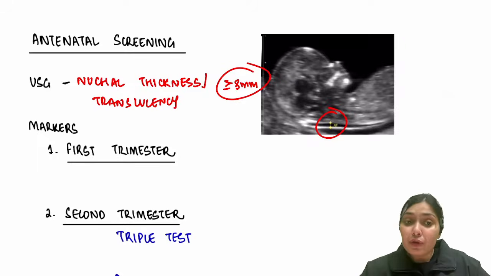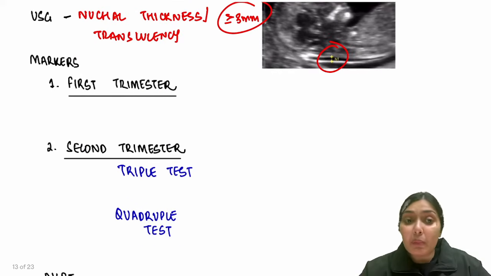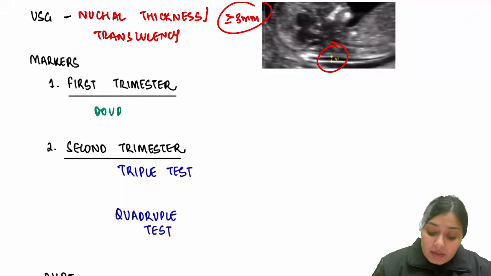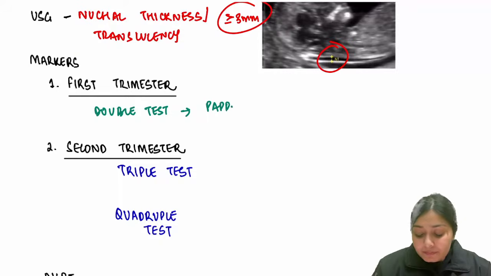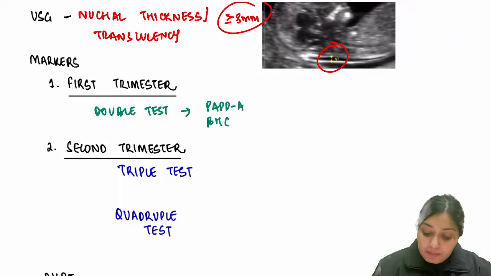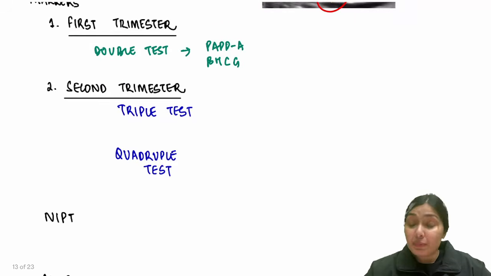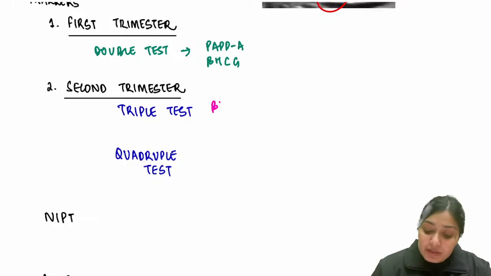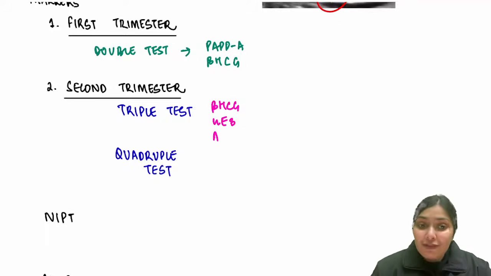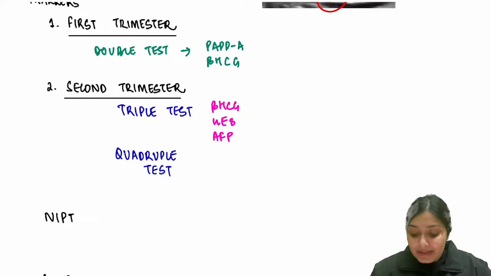So to confirm, we go for certain markers or tests. In the first trimester, we do something known as the double test. In the double test, you check two things: PAPP-A and beta HCG. And in the second trimester, we have the triple test and quadruple test. In the triple test, we have beta HCG, unconjugated estriol, and alpha fetoprotein. And in the quadruple test, we add inhibin to all of these triple markers.